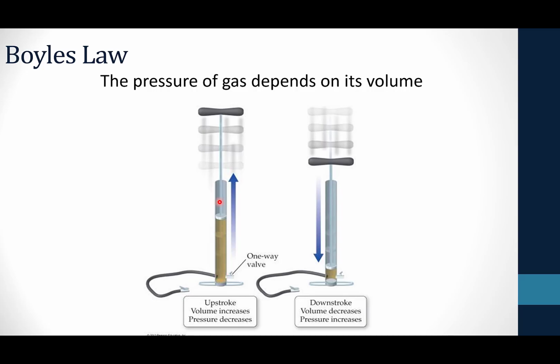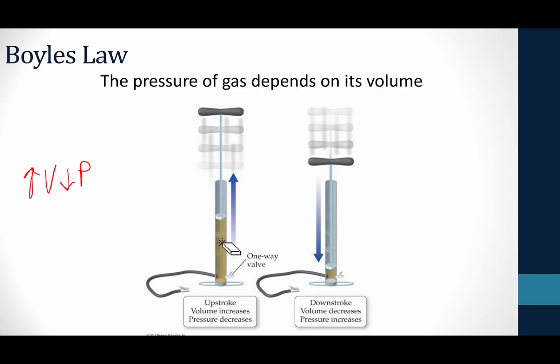So let's think about the upstroke going up. This is all the way down at the bottom, and we pull out on the piston. What happens to the volume inside of here? The piston was all the way at the bottom, now it's all the way at the top. What we're going to see is that the volume inside the container is going to increase. It was down here, now it goes up there. Volume increases. What happens to the pressure inside? Well, according to Boyle's law, the pressure inside is going to drop.